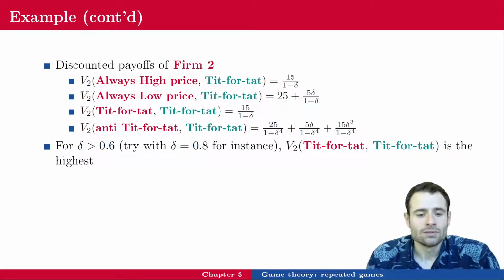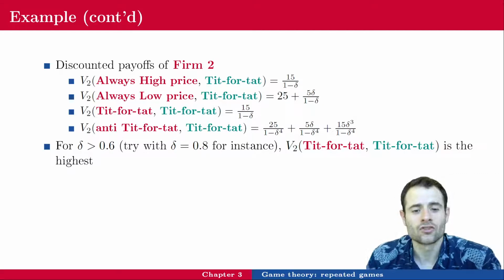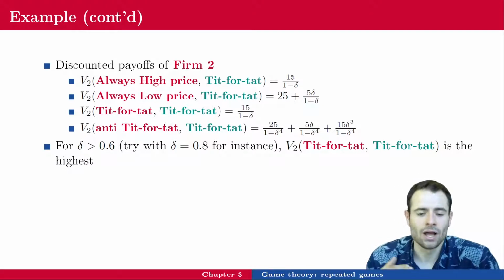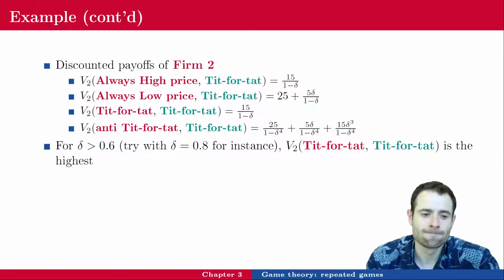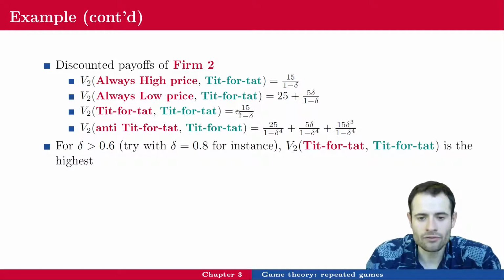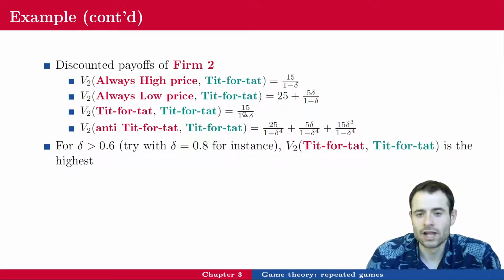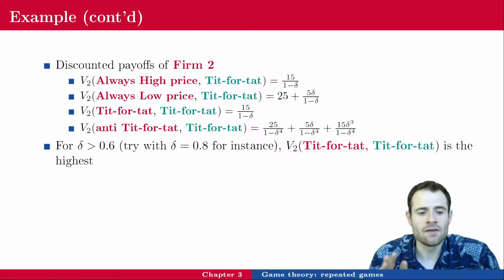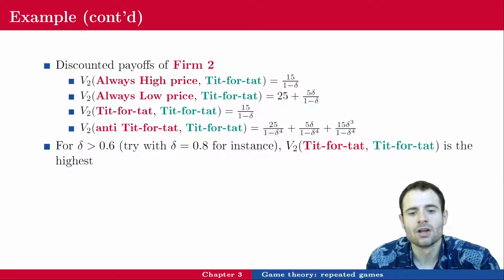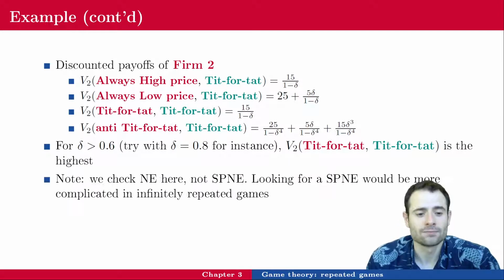I just tried delta bigger than 0.6. So I tried 0.8 for instance, and it was working. So I use a calculator, I use software to solve the equation, and 0.6 was the threshold. In this case, this payoff is the highest of all. So tit for tat is the best response to tit for tat. And so you can go the other way around. If firm 2 plays tit for tat, then if firm 1 is patient enough, firm 1 also wants to play tit for tat.